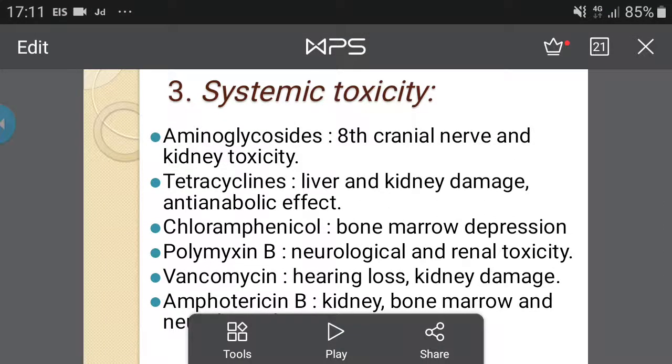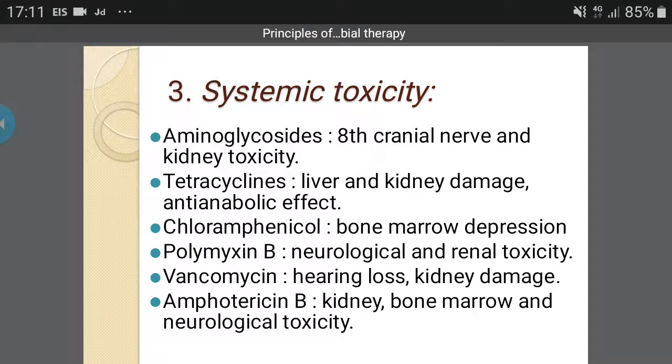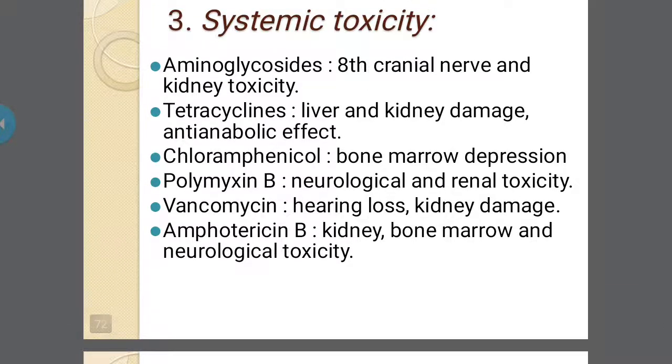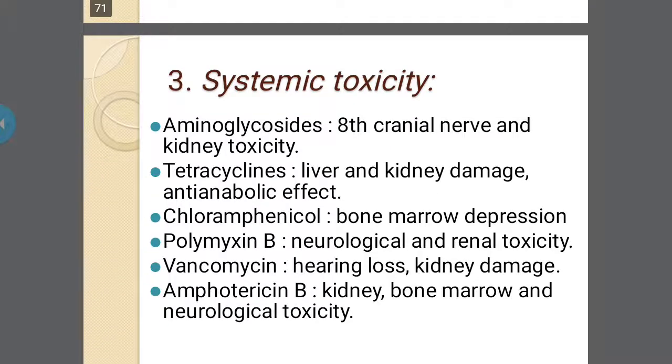Systemic toxicity: aminoglycosides can cause ototoxicity, nerve damage, and kidney toxicity. Tetracycline can cause liver and kidney damage. Chloramphenicol can cause bone marrow suppression. It can be dose related, it can be idiosyncratic. Polymyxin B can cause neurological or renal toxicity. Vancomycin can cause hearing loss, kidney damage. Capreomycin can cause kidney damage, bone marrow suppression. So these are the adverse effects of specific antimicrobials. We have to read it in detail when we discuss the specific antibiotics.